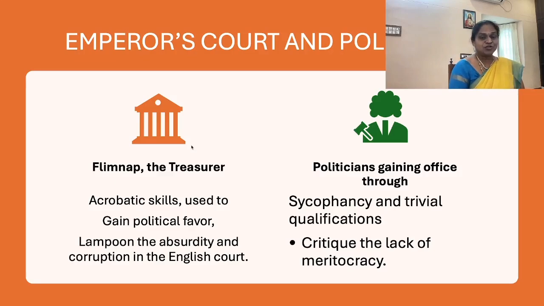Now the next one we look at is the emperor's court and politicians. It's so funny when Gulliver is let free a little, he watches how the people there, especially the administrators and government officials, try to please their emperor by performing certain skills so that they would gain some political favor. Flimnap, the treasurer, demonstrates his acrobatic skills, and he uses that to gain political favor. This incident is a lampoon on the absurdity and corruption in the English court.